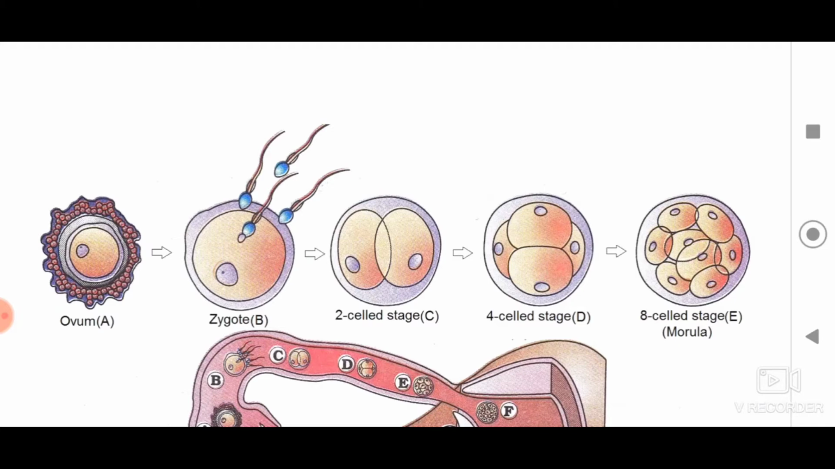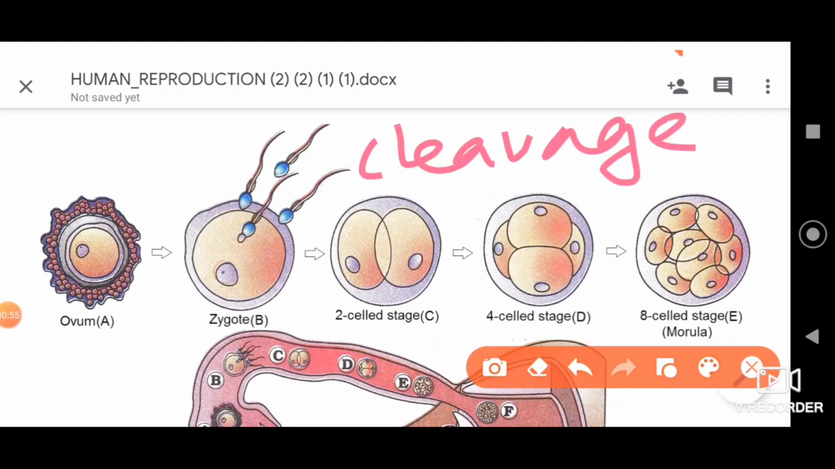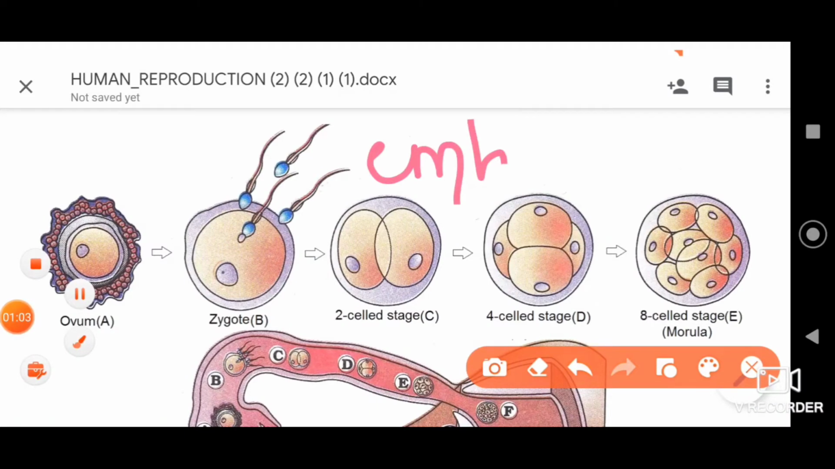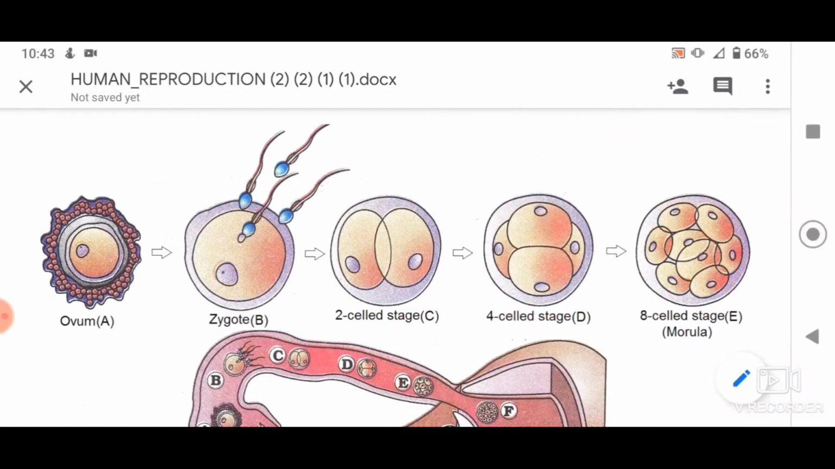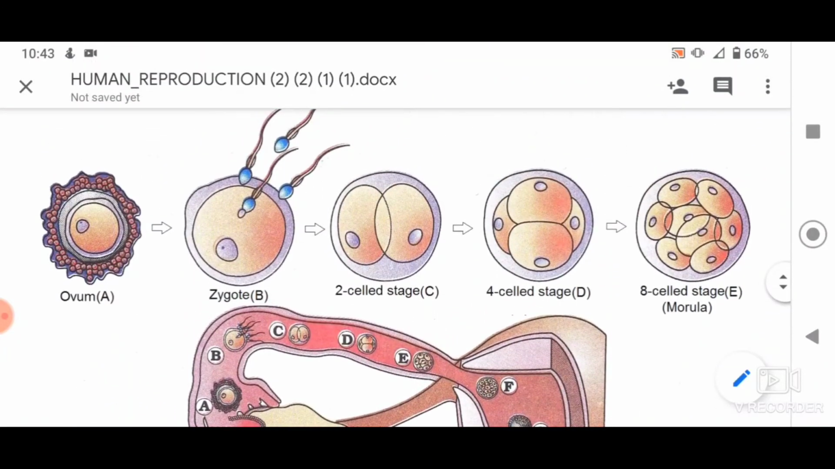In today's class we are going to discuss one more interesting and important topic called cleavage and embryogenesis. So first is cleavage, followed by embryogenesis. Let me tell you, dear friends, what cleavage actually is. Cleavage can also be referred to as the mitotic divisions. So the zygote, after its formation, will undergo the mitotic divisions or cleavage to form an embryo. This we refer to as embryonic development or embryogenesis.